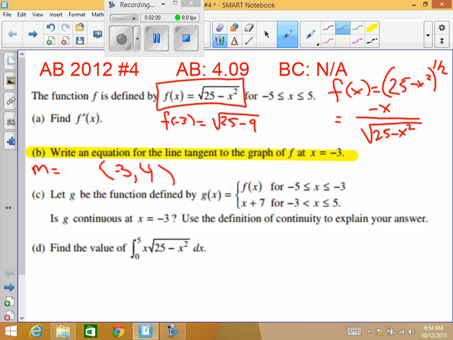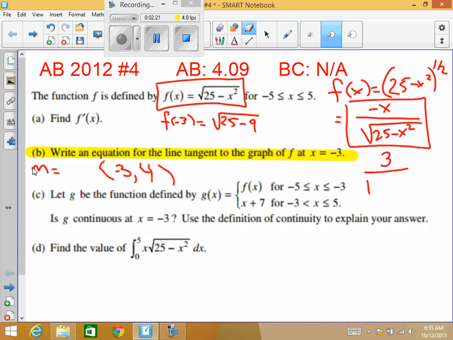For the slope, we go to our derivative, which we had to find in part A. It's not very common that you have to use a previous part in a new part, but we have to this time. If we put negative 3 into that, we get negative of negative 3, which is positive 3. 25 minus 9 square root would be square root of 16, which is 4. So our slope is positive 3 over 4.